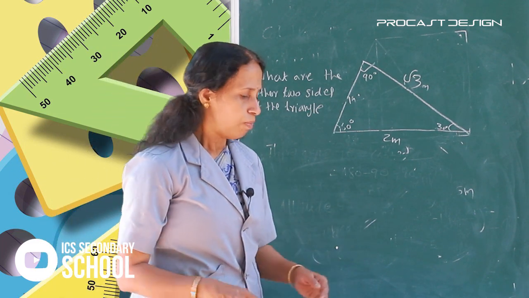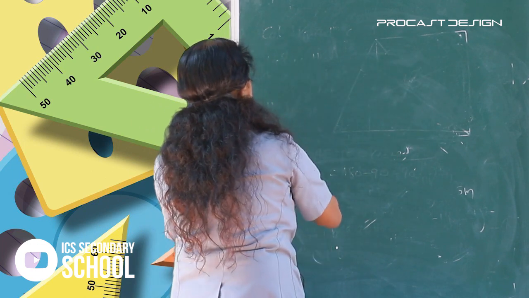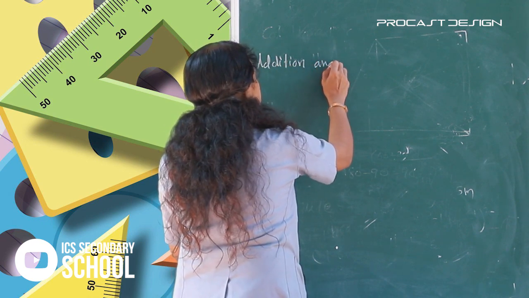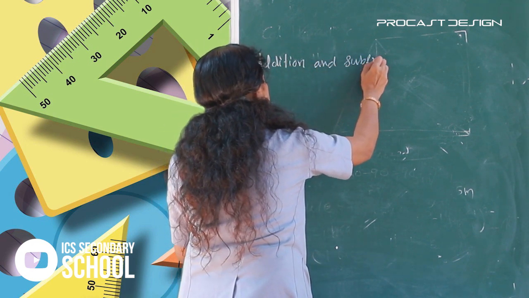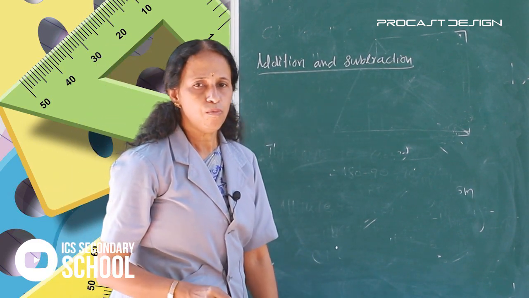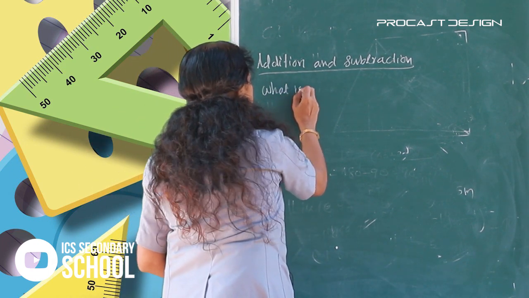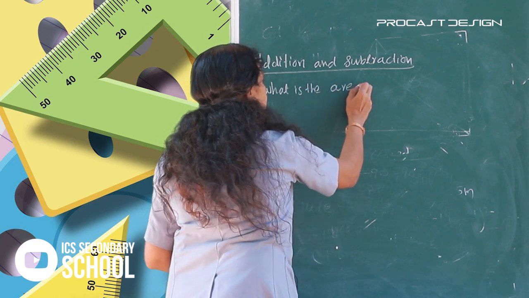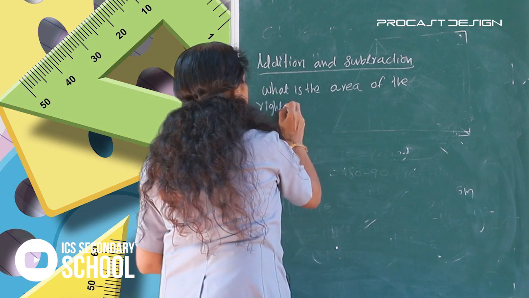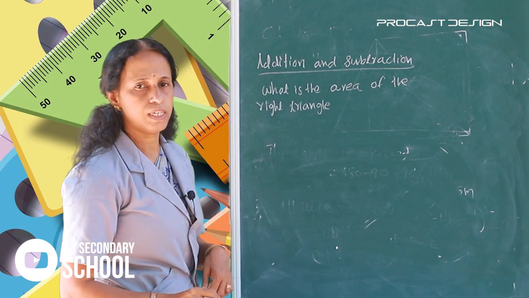Next, addition and subtraction. What is the area of the right triangle?